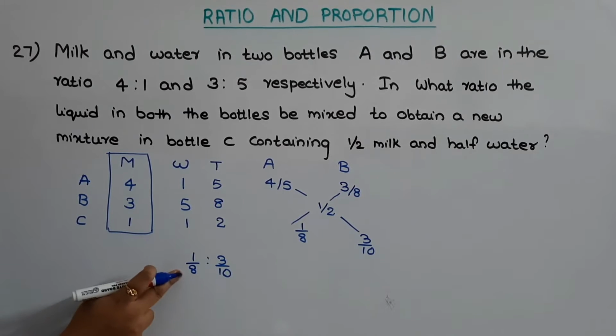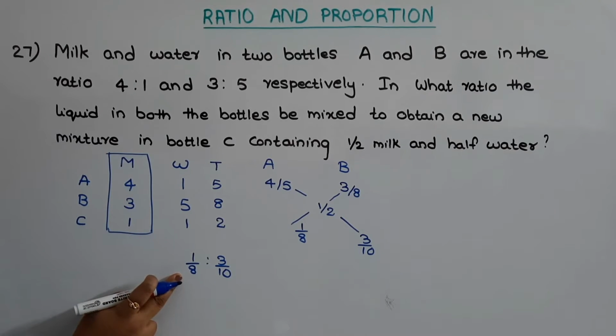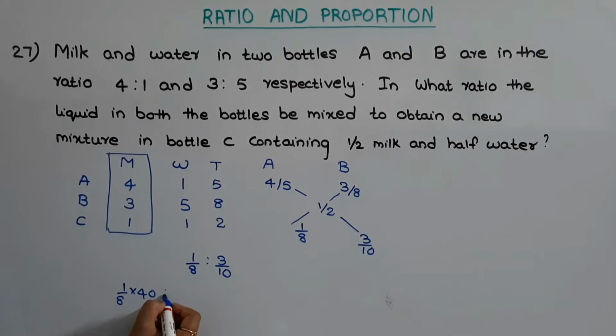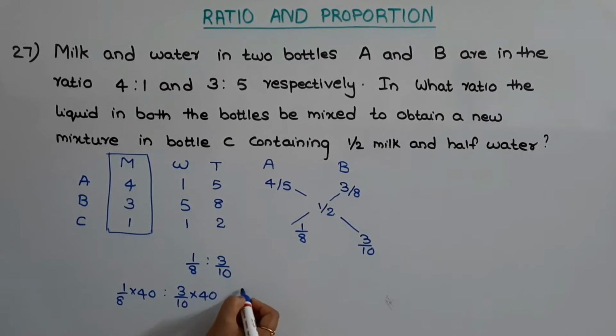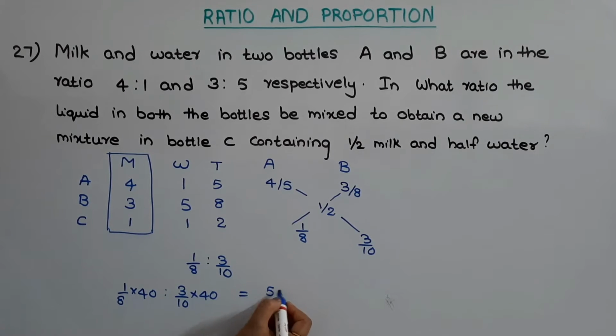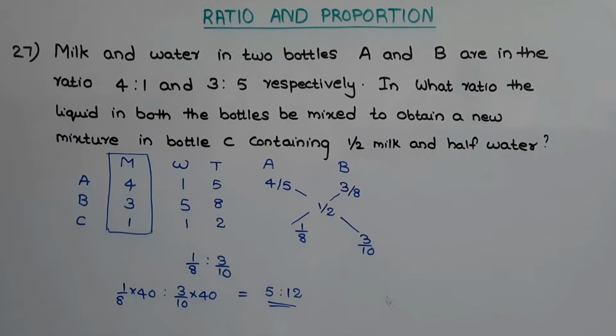Now in order to avoid the fraction, we need to multiply both these terms by the LCM of 8 and 10. So that is 1/8 into 40 is to 3/10 into 40. So this will be equal to 5:12. So this is the answer.